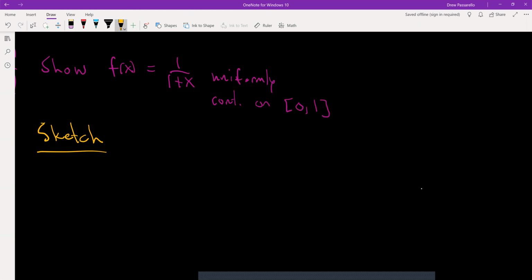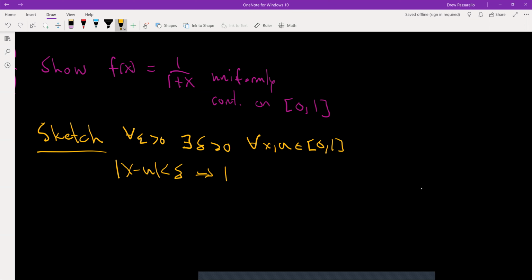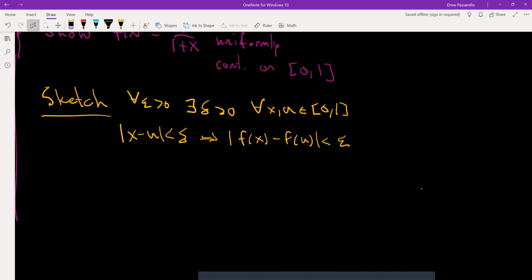Again, uniform continuity: for all epsilon, there exists a delta, so that for all x and u in this closed interval 0 to 1, the absolute value of x minus u less than delta implies that the absolute value of f of x minus f of u is less than epsilon. All right, so that's just the definition. Now, all of our x and u's are in the closed interval 0 to 1.